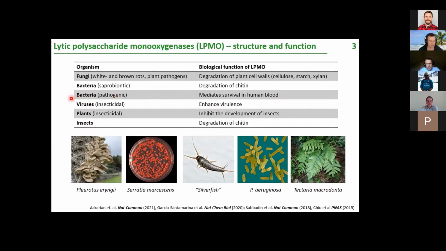We even find LPMOs in viruses that are insecticidal, and here they seem to enhance the virulence. As of recently, we also find LPMOs in certain plants where they seem to inhibit the development of insects. And ironically, we find LPMOs in insects, which use them to degrade chitin-containing food. And here is a little slideshow. We apparently have a zoo of LPMO-containing organisms. I especially like silverfish. So be nice when you see them.